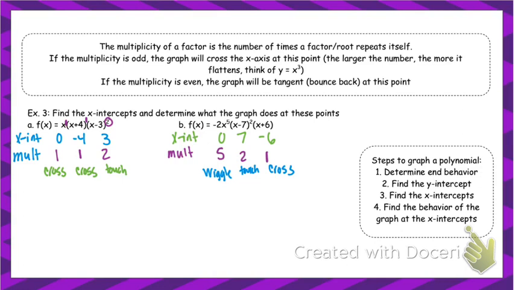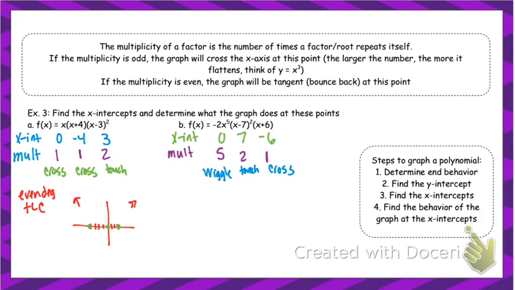So end behavior, this function up here at the top, for example A, that was an even degree because it was 4, if I add up those multiplicities. And then this is a positive leading coefficient. So that means I'm going to be up and up. My x-intercepts are 0, -4, and 3. So I'll go ahead and plot those x-intercepts. It's also helpful to add the y-intercept, but in this case, we already have the y-intercept because it's 0, 0.